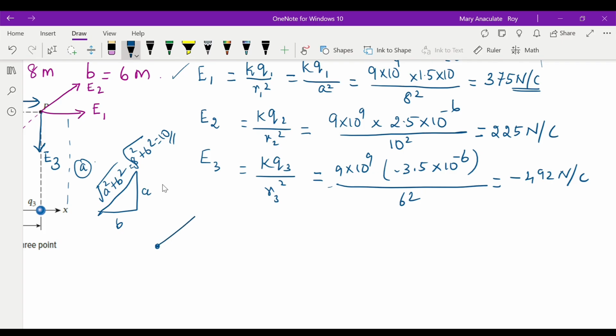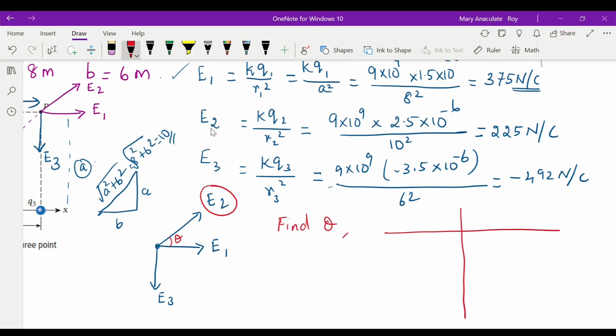So you have E2 in this direction, which is not at 90 degrees. E1 is already on the x-axis, so we don't have to do anything with that. This is E3. E3 and E1 are already on x and y, so we will just split only E2 into its x and y components. You need this theta also. This angle is not given in the question, so our aim is to first find theta and then split it into x and y components, and then use the formula.